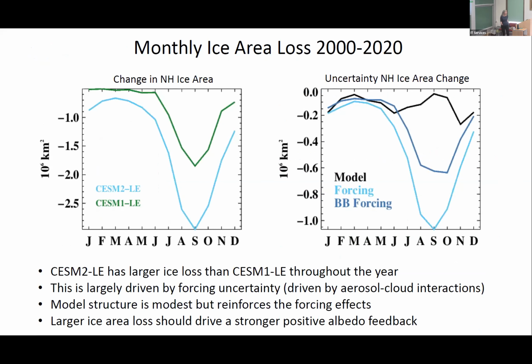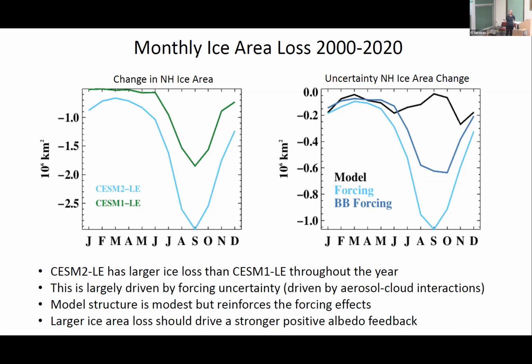Just to note that this is not just a September sea ice phenomenon. This is something that we see throughout the year. So this is the CESM1 large ensemble in green, the CESM2 large ensemble in blue. And you see, again, CESM2 has much larger sea ice loss across months in terms of its northern hemisphere sea ice area. And again, that is largely driven by model forcing, as you see here. But in the winter months, the model structural uncertainty also drives larger sea ice loss in CESM2 than in CESM1. In September, it's fairly small.